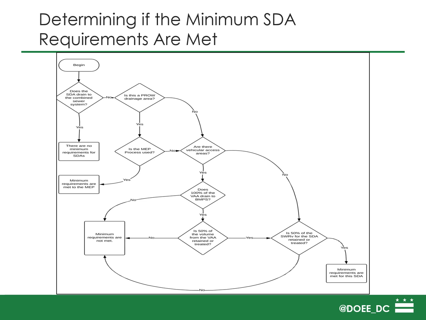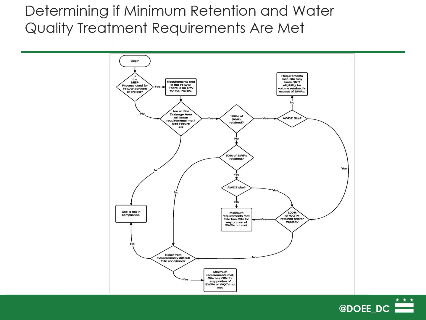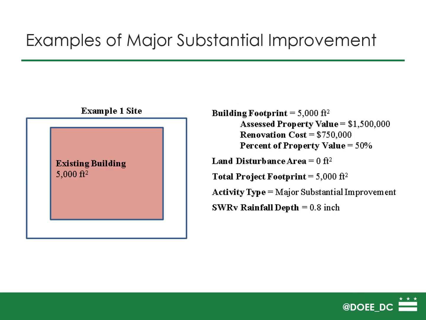And it can differ based on whether you're in the MS4, the Municipal Separate Storm Sewer System, or in the Combined Sewer System, the CSS. The charts, as I mentioned in Chapter 2, can help walk you through that process to make sure that you're meeting the minimum requirements based on your site conditions. And this flow chart gives some additional aid in determining if those minimum requirements are met for the site drainage areas and the site overall. So let's look at some examples.